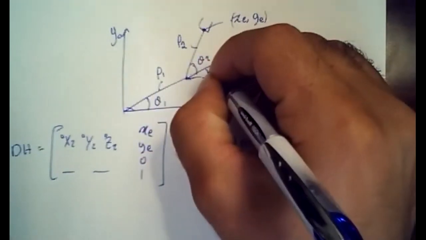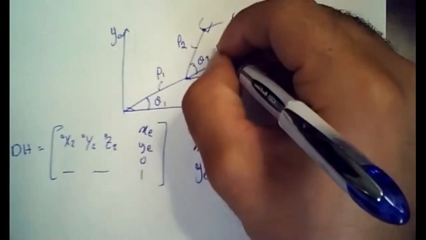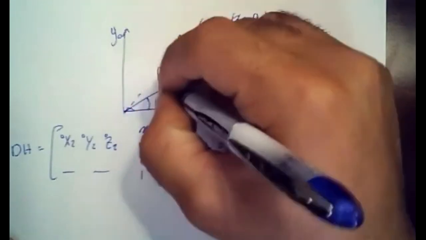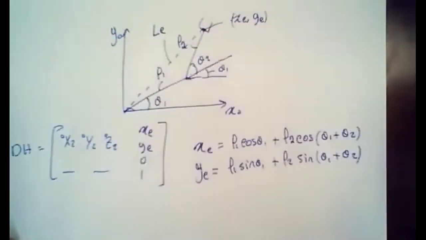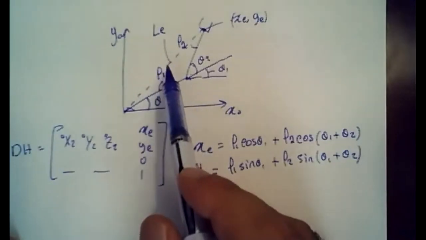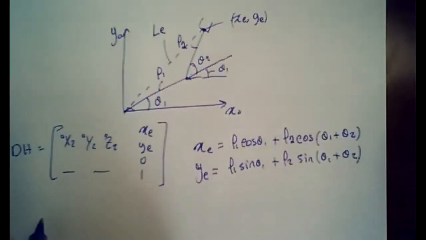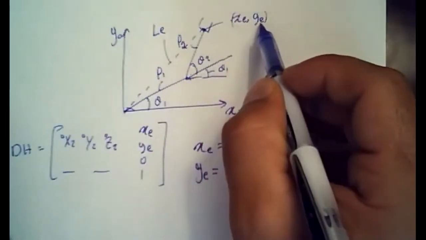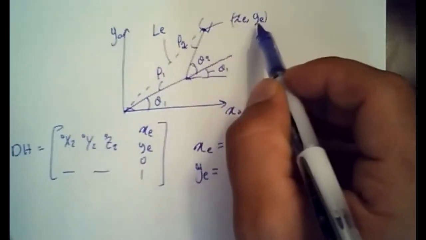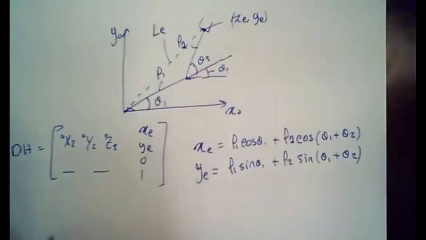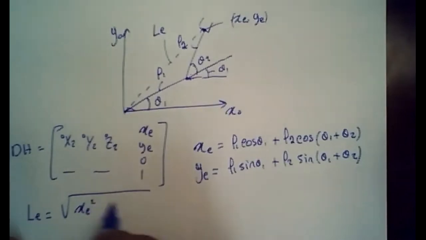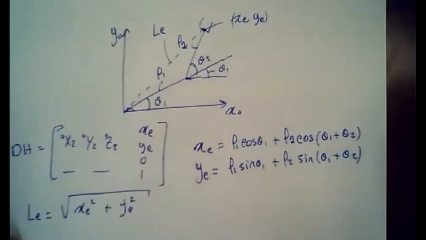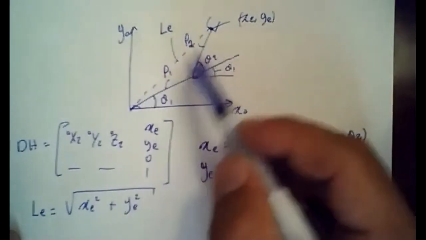I'll begin by showing you how. It's not very intuitive, but this is what you actually do. We have this line right here, and we know the length of this line. Let's call this LE. How do I know the length of this line? We have XE, YE, so we can get the length directly from the coordinates, using Pythagoras. LE is going to be the square root of XE squared plus YE squared. So we have the length of this line.